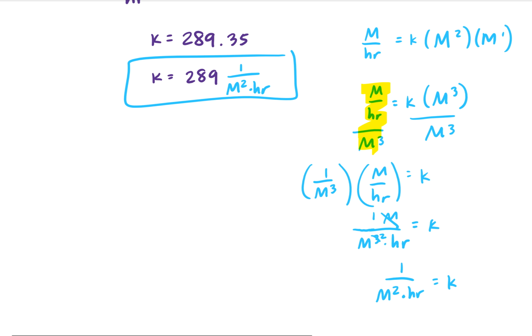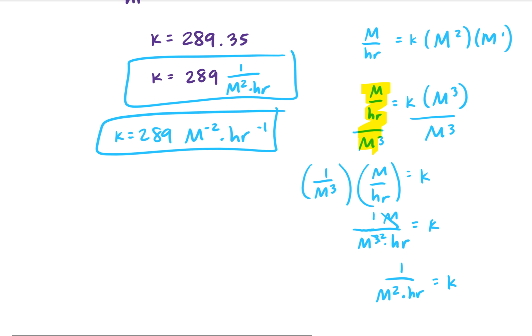You could rewrite that using negative exponents. You could also say k is equal to 289 molarity to the negative 2 times hours to the negative 1. That is also acceptable. Okay. I'm going to tell you a little shortcut, because you don't have time to do all of this math over here and figure out the unit of k. The shortcut for units.